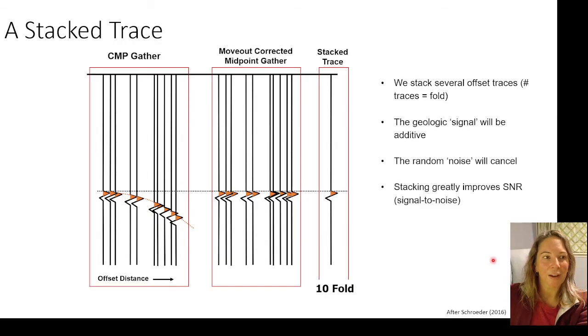Once we have the velocity model and we've corrected the midpoint gather, we can sum the traces together. That's the stacking I talked about, which helps reduce noise, and we get our stack trace. In this case, we've got 10 different traces, and we've stacked them all together. So that's a 10-fold seismic trace, and that helps us improve the signal-to-noise ratio.